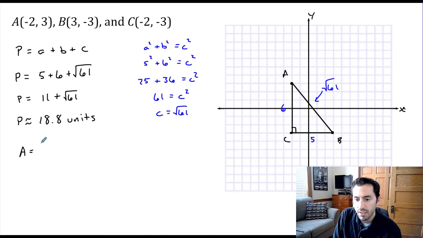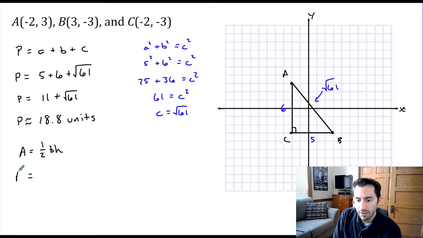So area is going to be equal to 1/2 base times height. Now remember, I said the really important thing about the height is it has to be perpendicular to the base. Well, this is a right triangle, so I already have a right angle here. So let's say our base is 5, then that would mean the height is 6.